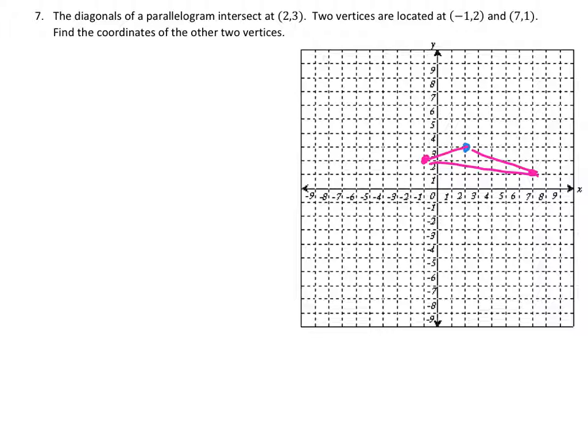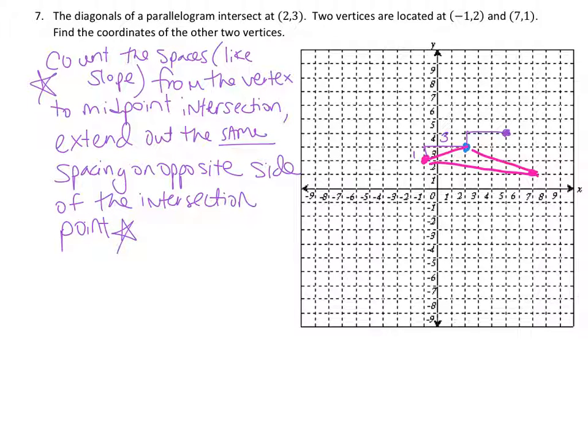So really what we need to do is count out the distance between our current vertex to the intersection point and continue that on the opposite side. So if you notice, this one goes up 1 and it goes over 3 spaces. So we need to continue that up 1 and over 3 spaces to find the other coordinate. So I strongly recommend that you write down the steps that we just did to find our coordinate for 5.